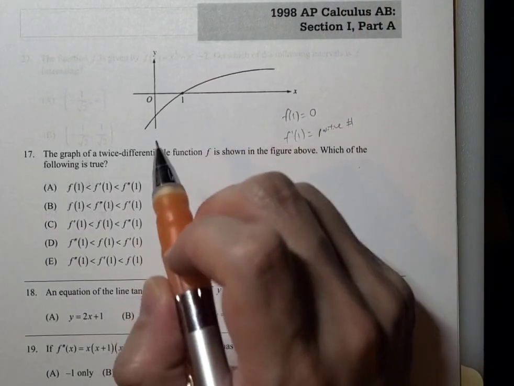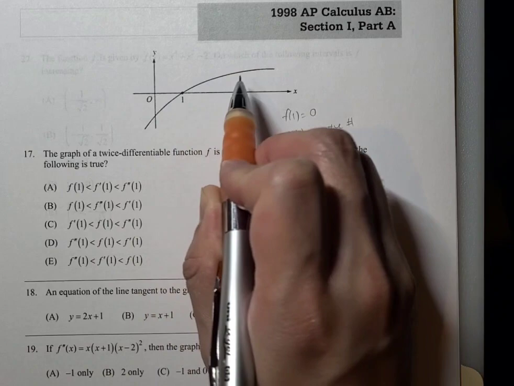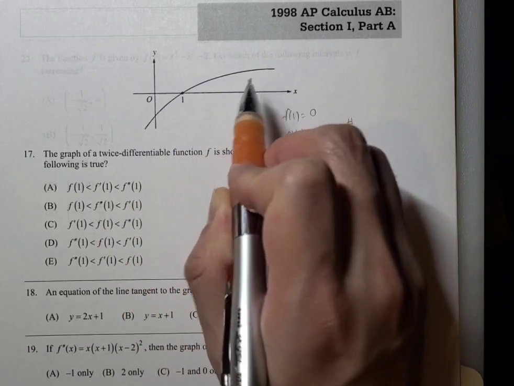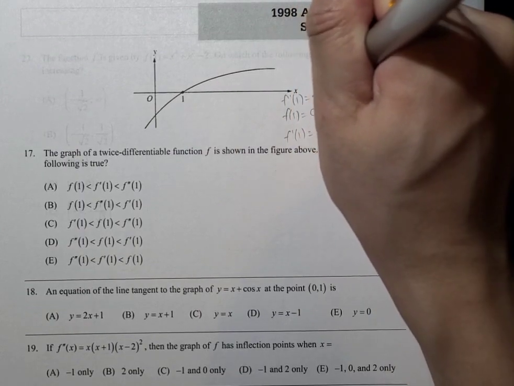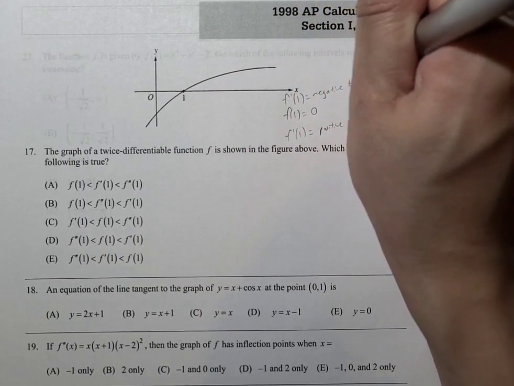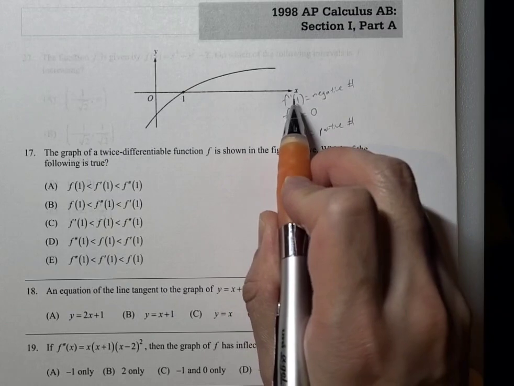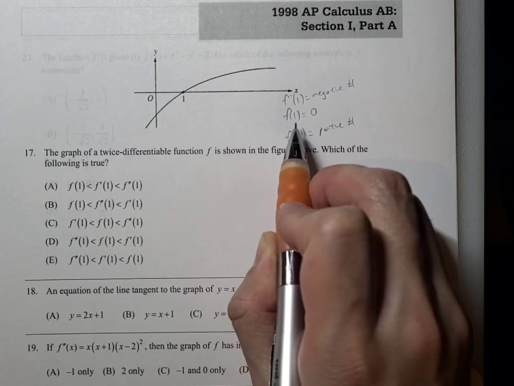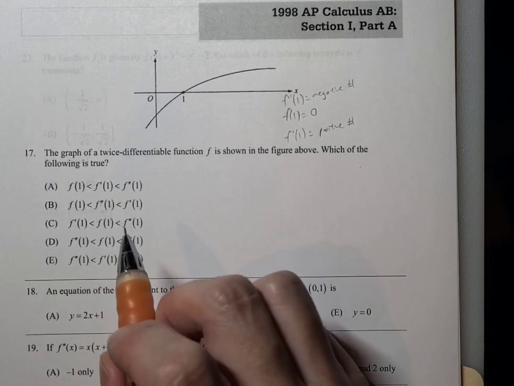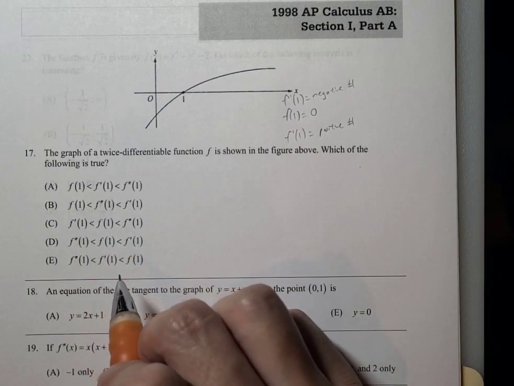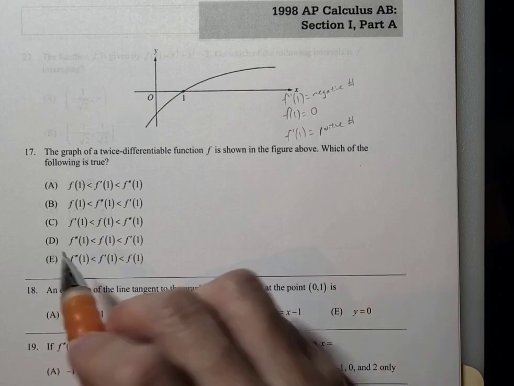Now, f double prime, that's concavity. Is this curve concave up or concave down? It's concave down. So f double prime of 1 is some negative number. So now we have the relationship. F double prime is the smallest, f of 1 is 0, and f prime is the biggest because it's positive. So f prime is the biggest, so it looks like D.